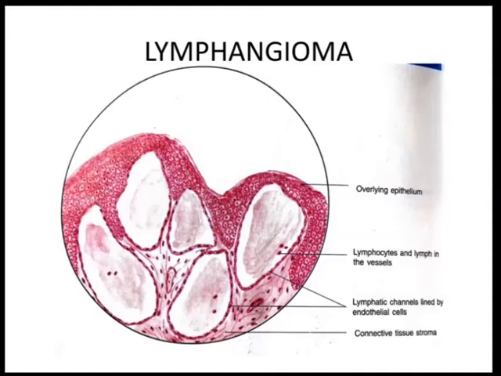Next is lymphangioma. It is almost similar to the cavernous hemangioma. But here the difference is in lymphangioma, you can see lymph vessels which contain lymphocytes and the lymph, unlike vascular spaces wherein you can see RBCs and other cells. Here you can see lymphatic channels lined by endothelial cells, and it is interrupted here, but in case of blood vessel it is continuous, and below is the underlying connective tissue stroma.